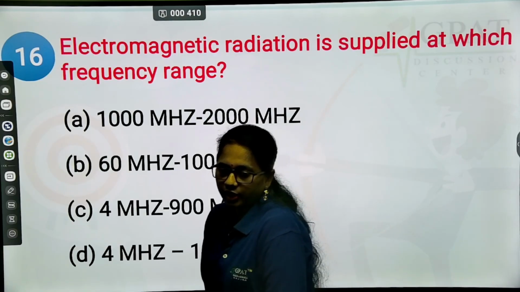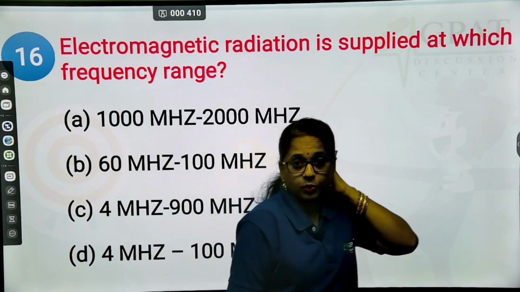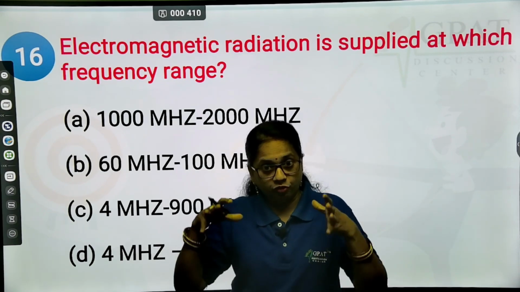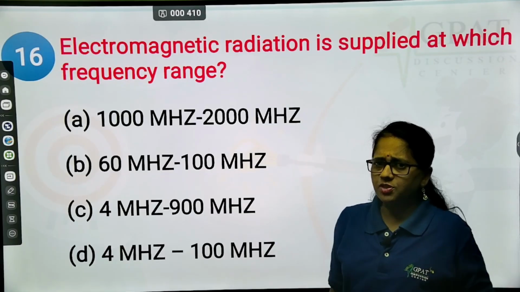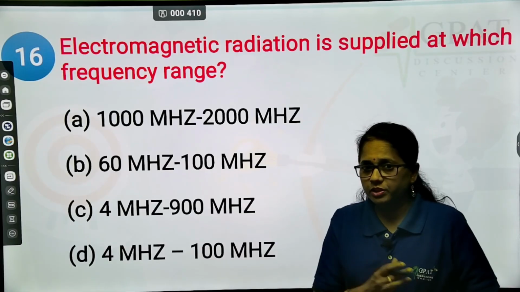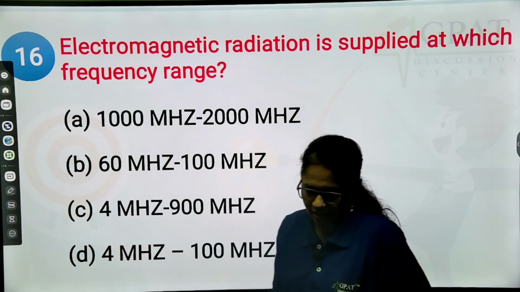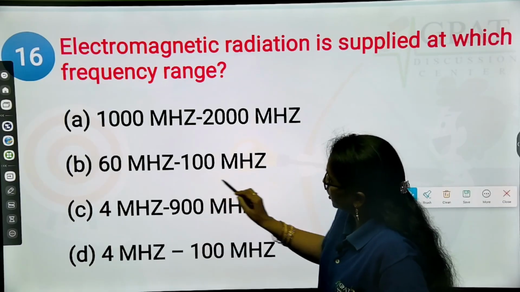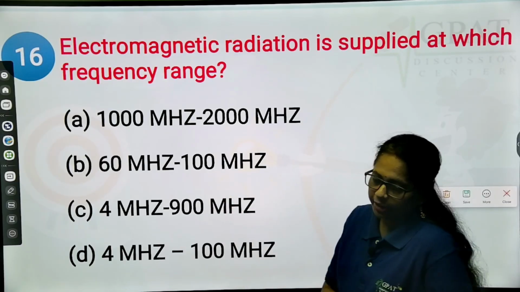Next, electromagnetic radiation is supplied at which frequency range? The range of the frequency of the radiation. So we are giving radio waves as energy, but at which frequency can we produce that? Radio frequency generators are there. At which frequency are we able to operate that? Let us see the given options: 1000 to 2000 megahertz, 60 to 100 megahertz, 4 to 900 megahertz, 4 to 100 megahertz.